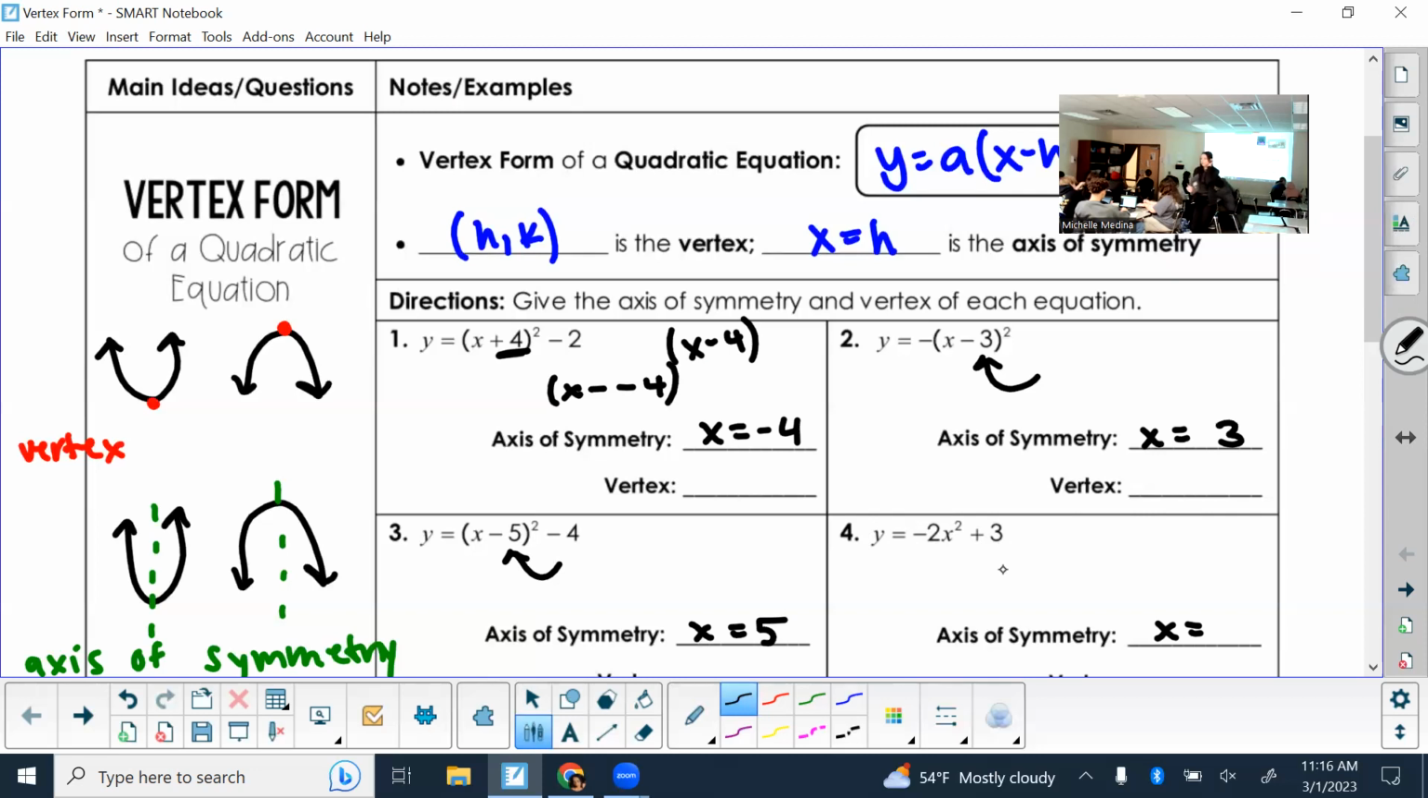Right, there was 1 vote for positive 2. Why is that one more difficult? It doesn't, there's no parentheses. So the rule for the axis of symmetry for the H is it has to be in the parentheses with the X. If there's nothing there, what must have been plugged in? If it just ended up being X in there.